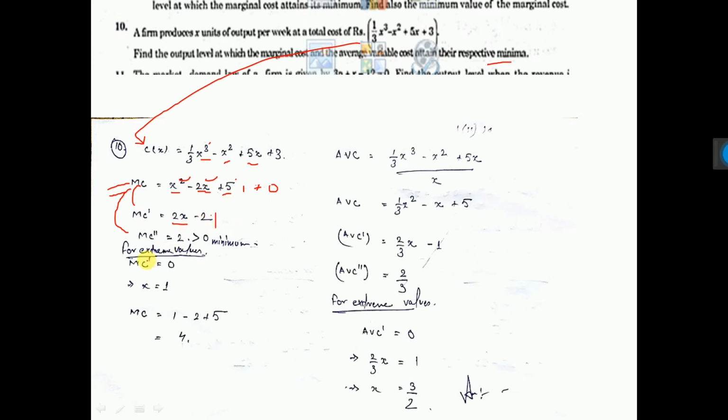Now for extreme value, for minimum or maximum, you have to write MC dash equal to 0. Then put the value: 2x minus 2 equal to 0. This is the value of MC dash. So what will you get here? 2x equal to 2, that means x equal to 2 by 2, that is 1. So if you put x equal to 1 in MC double dash, you are getting 2. Directly you can see MC double dash is greater than 0, which means minimum. So we are getting a minimum value.